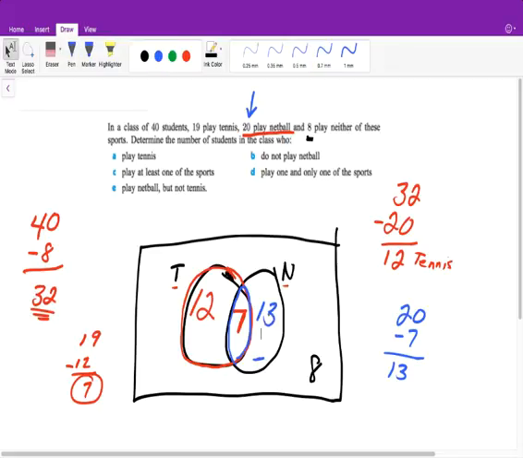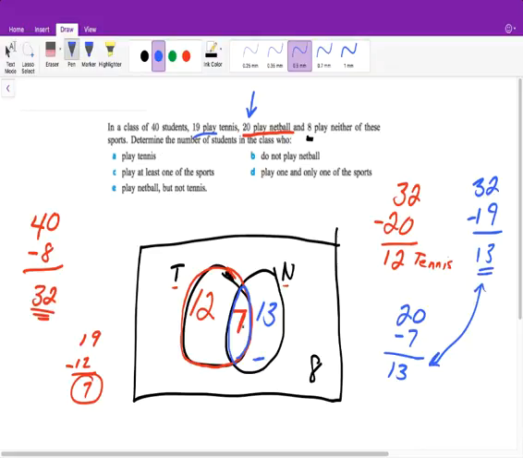All right. Another way you could have done this is we know 32 people play tennis or netball, and we know that 19 play tennis. So if we subtract out the 19, that tells us the number of people who have to play netball, and it's the same as the 13. So I was just showing you a different way that you could do it.